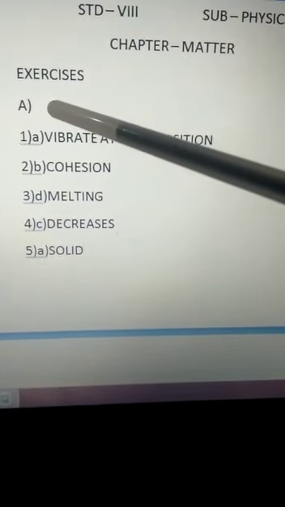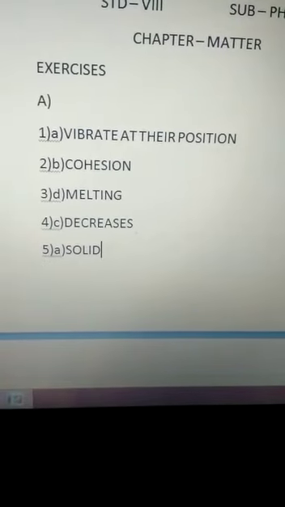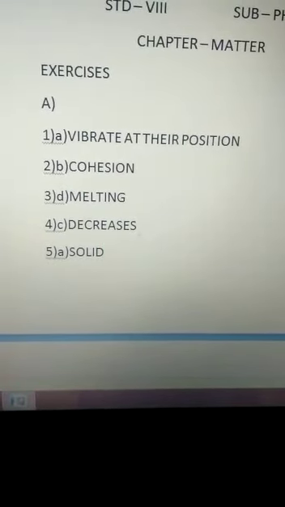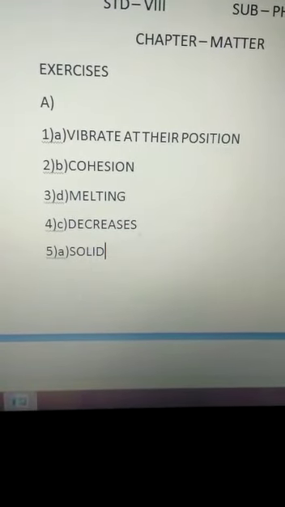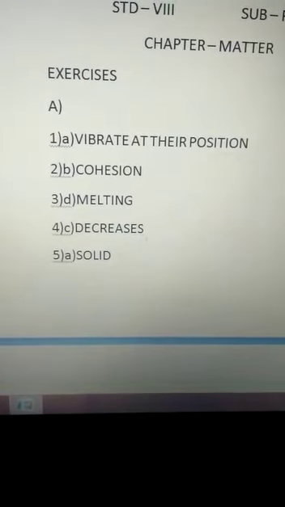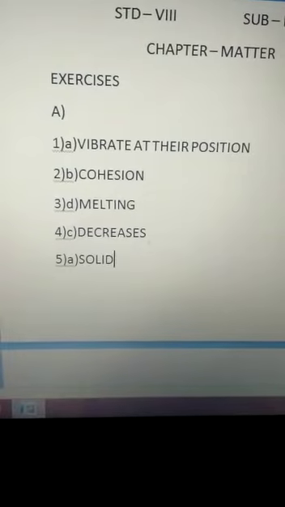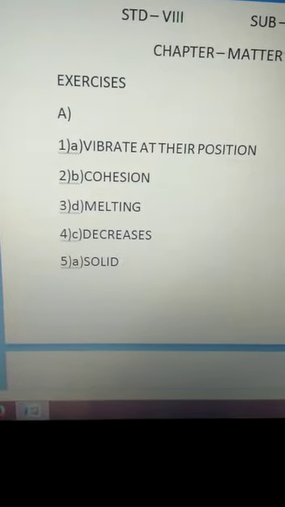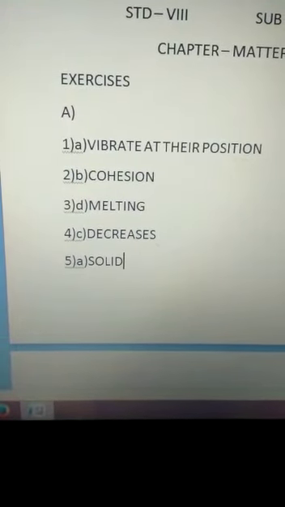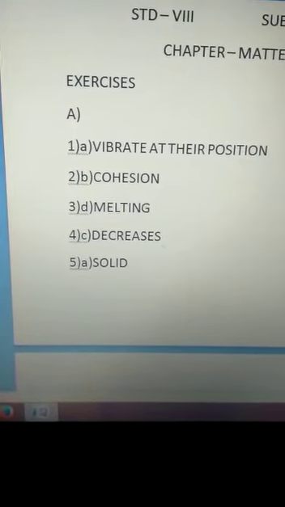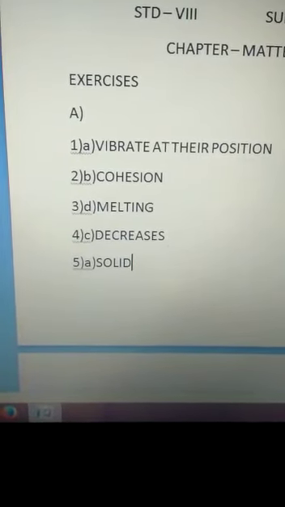So first is take the appropriate one. Solids: molecules of a solid vibrate at their positions. Number 2: the force of attraction between two similar types of molecules is known as cohesion. The temperature at which a solid changes into liquid state is known as melting. The kinetic energy of a molecule of a substance changes with the decrease in its temperature. So kinetic energy also decreases.